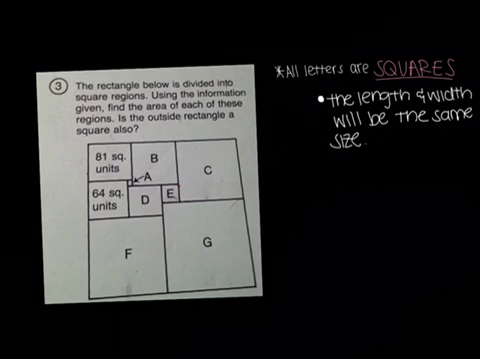So it says the rectangle below is divided into square regions. Using the information given, find the area of each of these regions. Is the outside rectangle a square also?